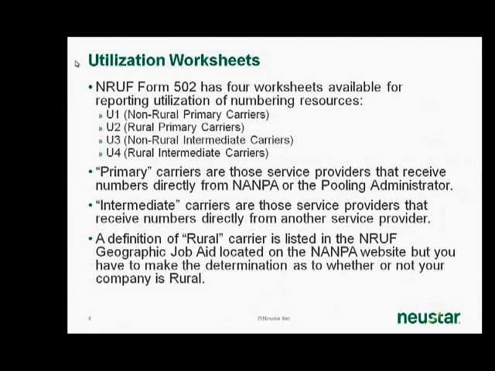NRUF Form 502 has 4 worksheets available for reporting utilization of telephone numbering resources. Primary carriers are those service providers that receive numbers directly from NANPA or the pooling administrator. And intermediate carriers are those service providers that receive numbers directly from another service provider. A definition of rural carrier is listed in the NRUF Geographic Job Aid located on the NANPA website, but you have to make the determination as to whether or not your company is rural.